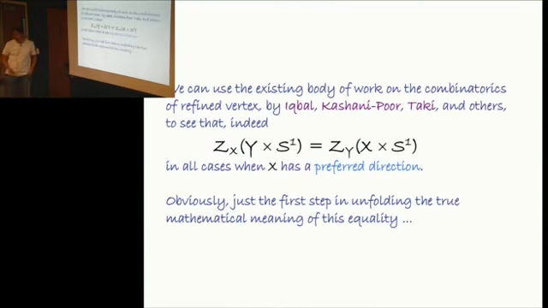And so now there's a large body of work on this refined vertex. I'm not going to try to survey it all. But for example, it already follows from what's been done that this equality of the partition function, the equality of the 6-dimensional partition function with the 4-dimensional, or 6 plus 1 dimensional with 4 plus 1 dimensional, is already a theorem in all cases when there is a preferred direction.